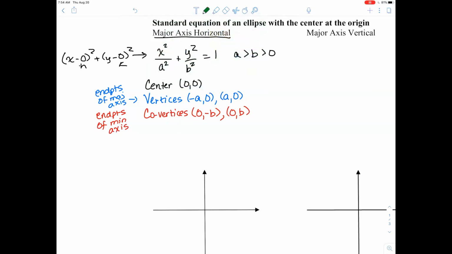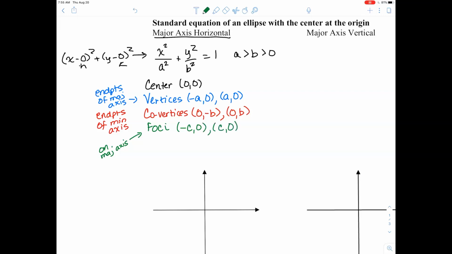Okay, and we'll do your foci here in green. So let me try again, foci. So your foci are going to be on your major axis, right? So these are on the major axis, always. Foci are always on the major axis, and they will be at negative c, 0 and c, 0.